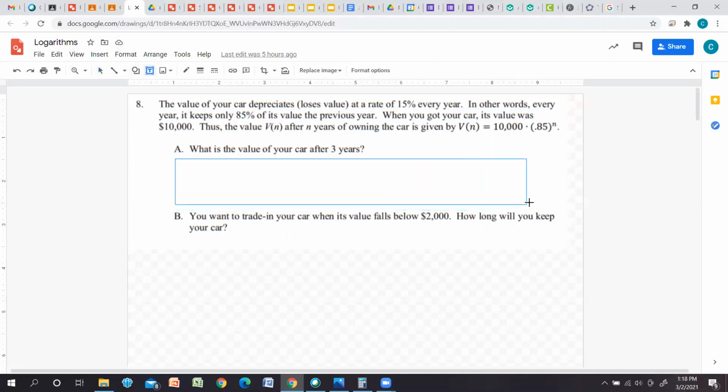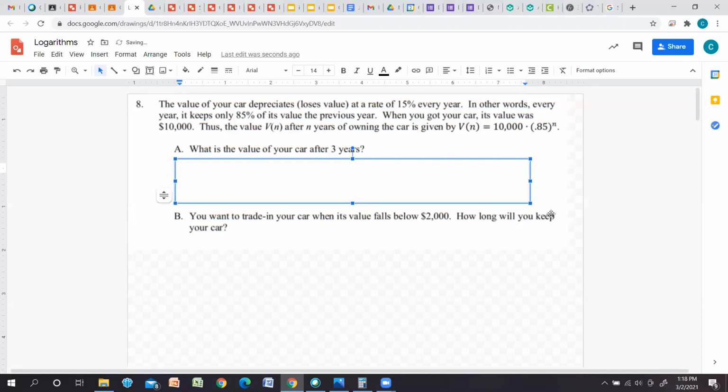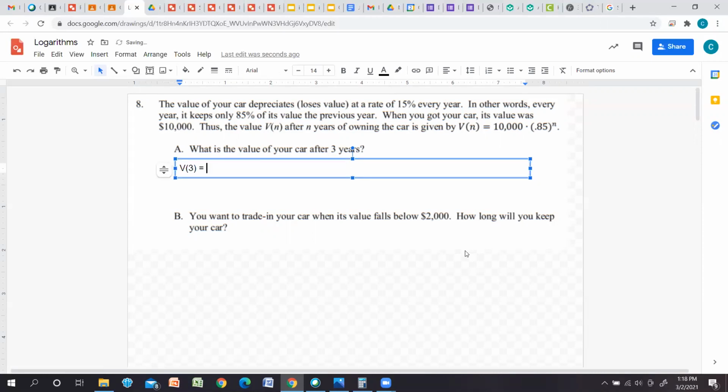All right, so part A simply asks you to plug in 3 for the input to get the value in 3 years. Notice the next part is asking you when the value will get to 2,000. So they are giving you the output and you have to figure out the input. All right, so first for part A, that's just V of 3. And so that's 10,000 times 0.85 to the power of 3.